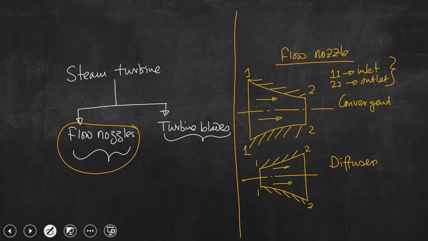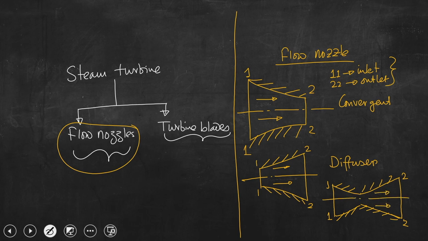And we may have another type. This is 2-2, this is 1-1, and this is the flow direction. This is neither purely convergent type nor purely divergent type. This is called convergent divergent type. I am not writing diffuser now. So, this is the divergent type, and this is the convergent divergent type. So, these are the different types.